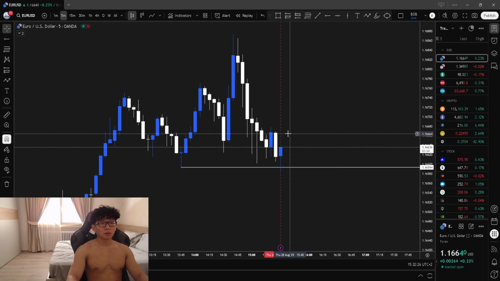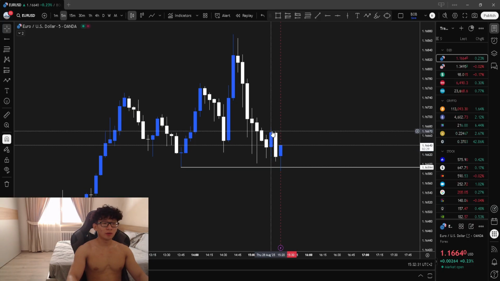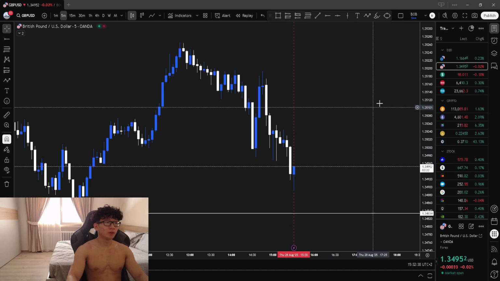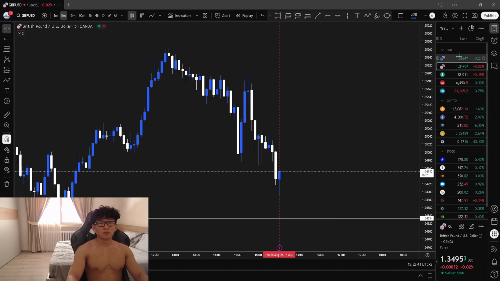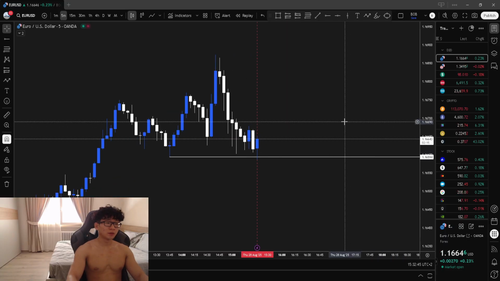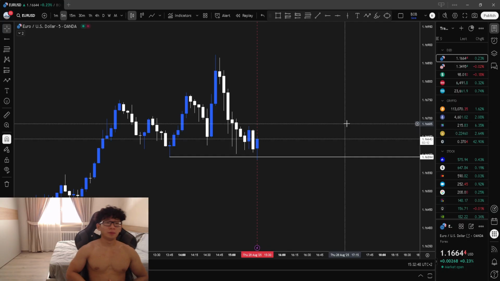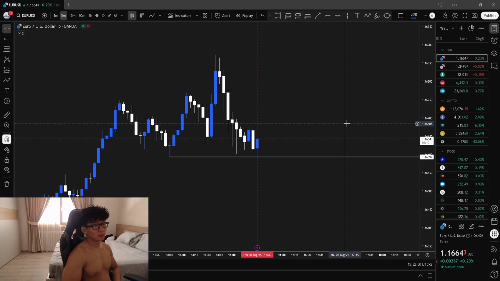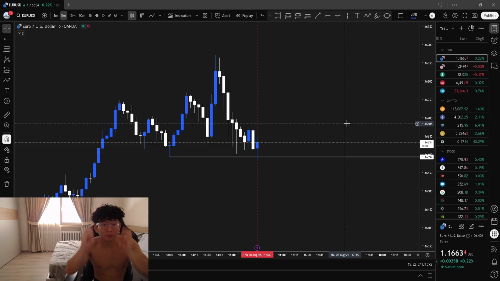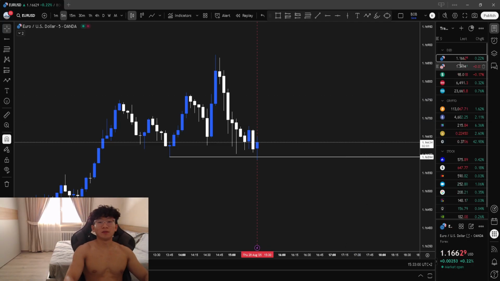So right now we are waiting for Euro USD to give us a change of character right here, and maybe we could follow on GBP USD. We're only 3 minutes into this market, so we have to be patient and just wait. Let me change my glasses. I have the blue filter on and it's easier for me.